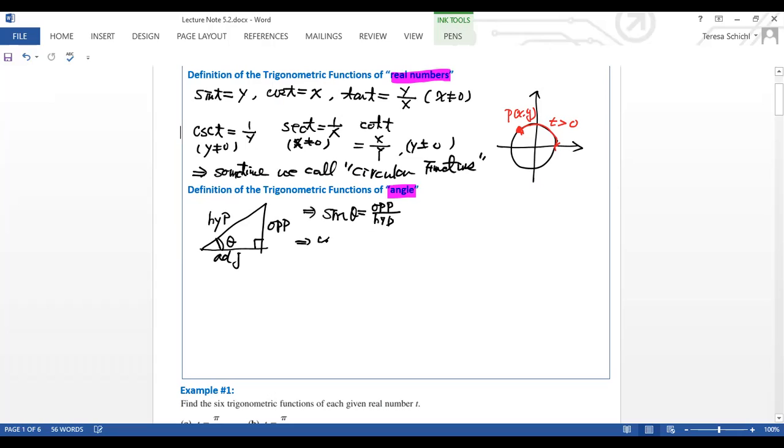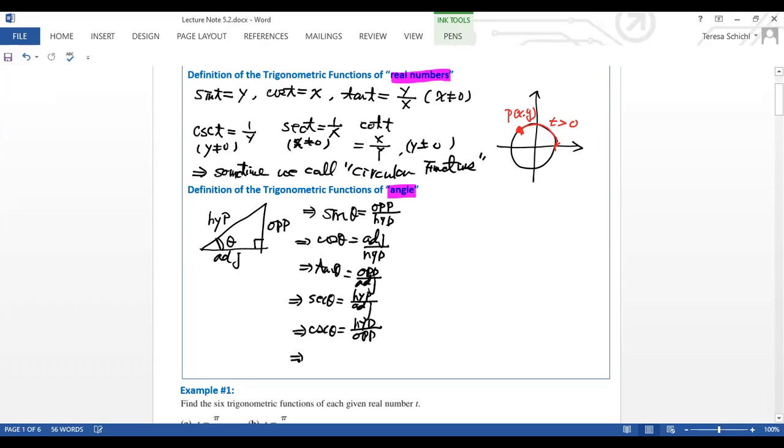Now we say the cosine theta is equal to what? We say it is the adjacent over hypotenuse. Then we say the tangent theta is opposite over adjacent, right? Then we say the secant theta is equal to the hypotenuse over adjacent. Then we say the cosecant theta is equal to the hypotenuse over opposite.